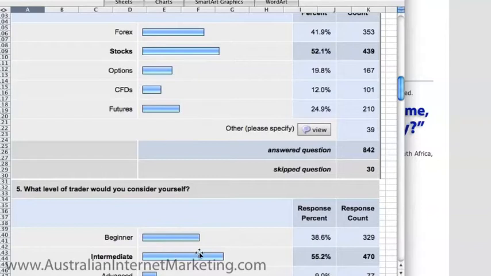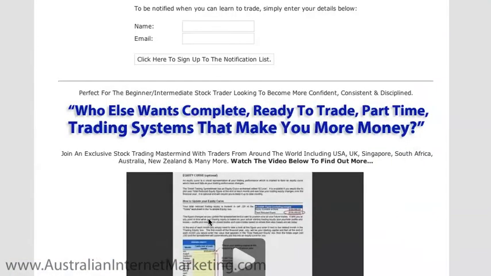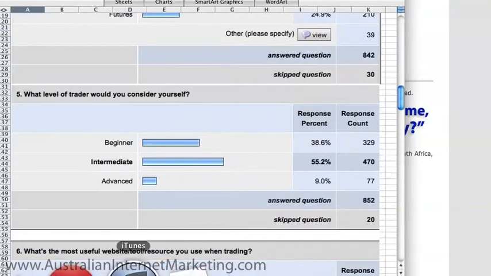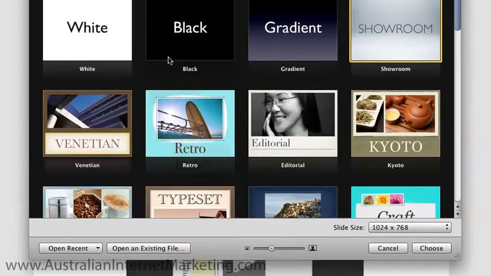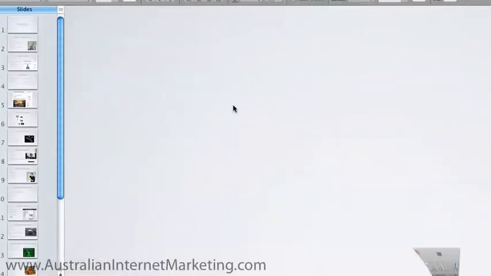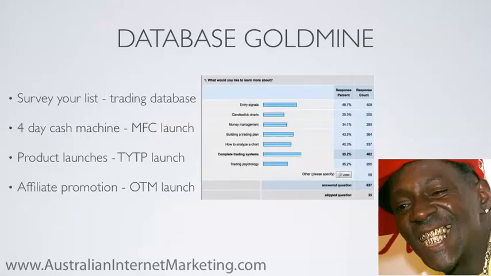Like, most people who were trading stocks considered themselves intermediate. Now, drawing that back to your business: once you start to build a database, how can you find out who you're marketing to? Like running surveys and asking them questions.